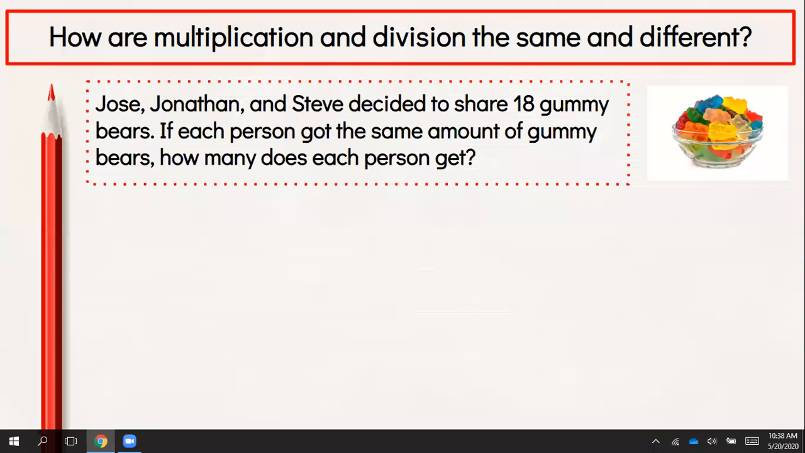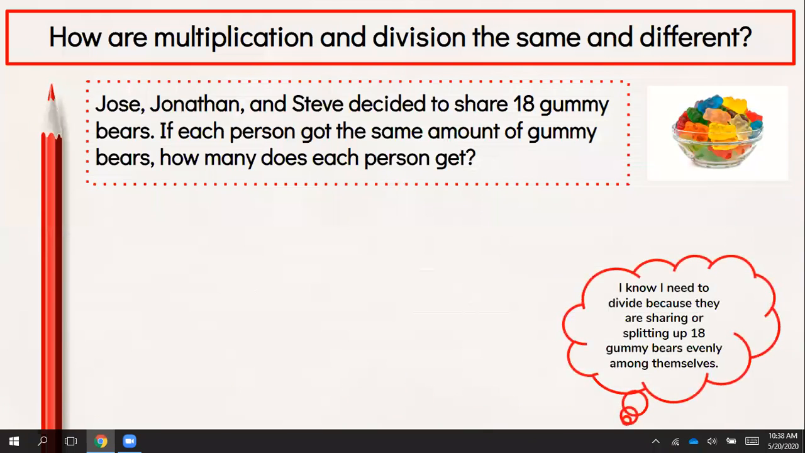Hi, boys and girls. Today we're going to talk about how multiplication and division are the same and different. And we're going to talk about this today by using a problem. So our problem today is that Jose, Jonathan, and Steve decided to share 18 gummy bears. If each person got the same amount of gummy bears, how many does each person get?